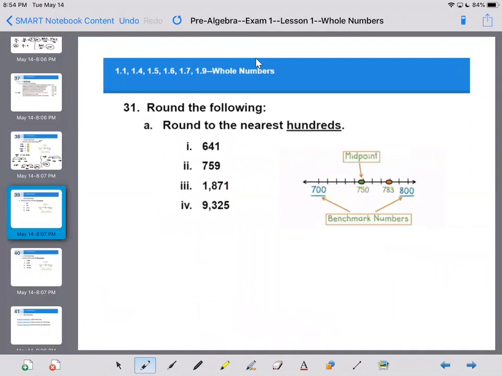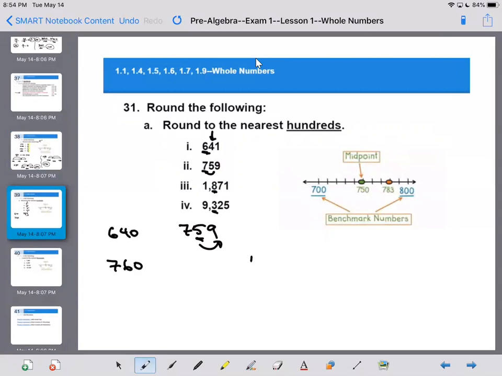Here's to the nearest hundreds. So now you're looking at all of these places right here. 641, look at the number to the right. It's a 4. It's not 5 or more, so it will be 640. Look at 759. Look at the number to the right. Look at the 9. The 9 will round it up to 760.